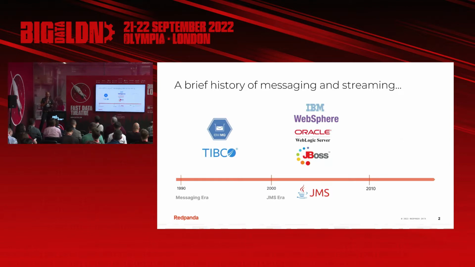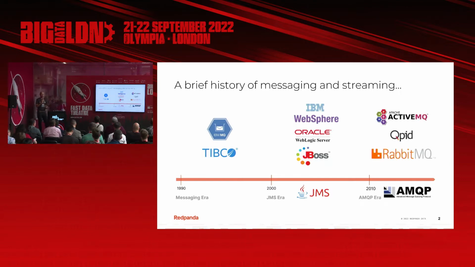Into the 2010s, you had the AMQP era, and this is where we got technologies like ActiveMQ, Qpid, RabbitMQ, and some really great stuff. AMQP was a standards body. It came out of some of the banks and some of the tech companies, and it made it much easier to connect different systems together.